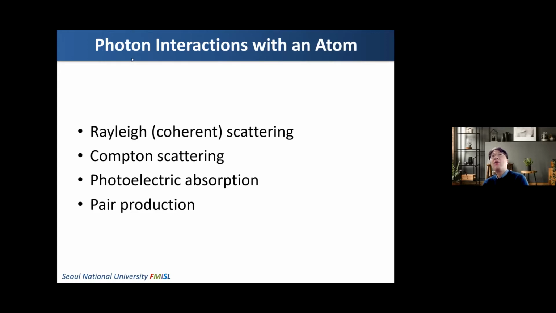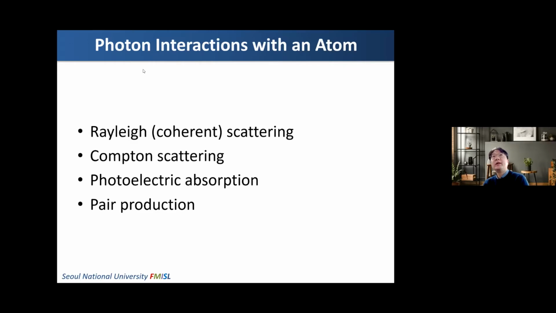Okay. So let me start with how photons interact with atoms. Here, the photon usually means gamma rays in nuclear medicine and X-rays in radiology. The photon I'm mentioning is a high energy photon, so it has higher energy than visible light or ultraviolet. The photon mentioned here should have at least several kilo electron volts, and the range is several kilo electron volts to several mega electron volts. Anyway, you can just think of the photon I'm mentioning as gamma rays or X-rays.